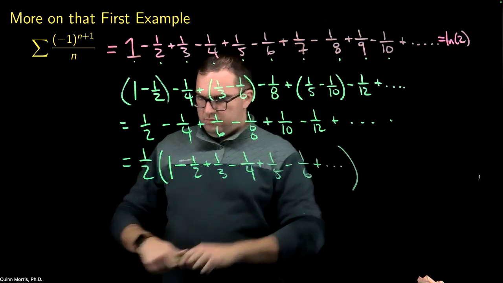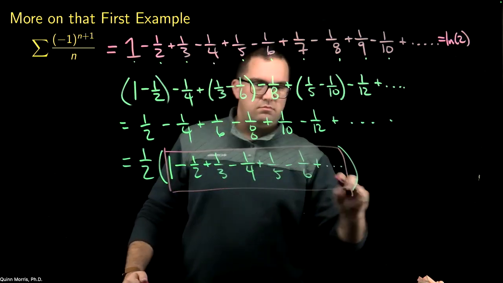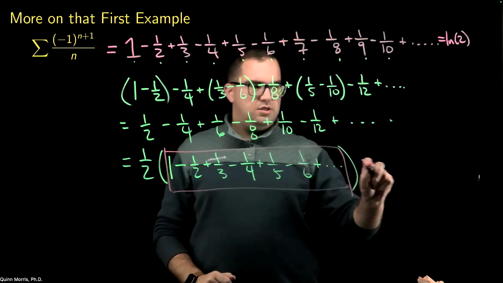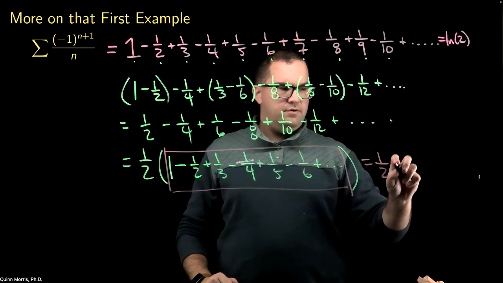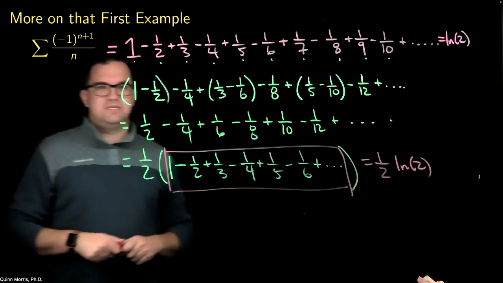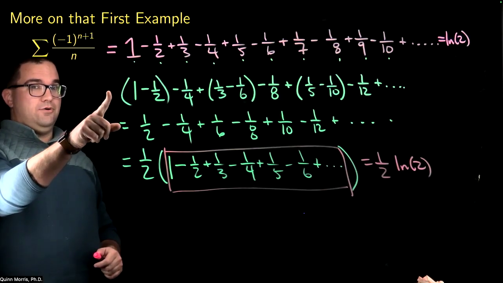Right? So this is the same as that, but that's equal to natural log of 2. So this must be equal to 1/2 of natural log of 2. Now, if you'll notice here, I've been a little deceptive. I did not write an equal sign here.